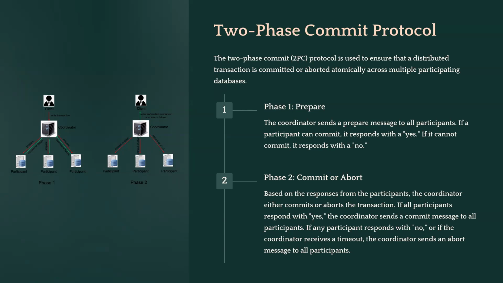Phase 2 is commit or abort. Based on the responses from the participants, the coordinator either commits or aborts the transaction. If all the participants respond with yes, the coordinator sends a commit message to all the participants. If a participant responds with no, or if the coordinator receives a timeout, the coordinator sends an abort message to all the participants. So as we can see in this diagram, there will be a commit or abort message given to the client. If all the responses are yes, it will provide the message yes, or else it will provide the message no.